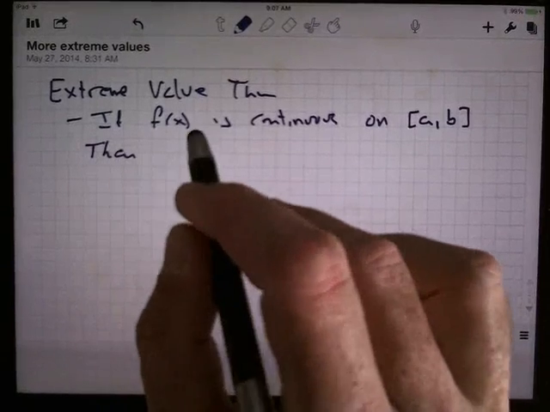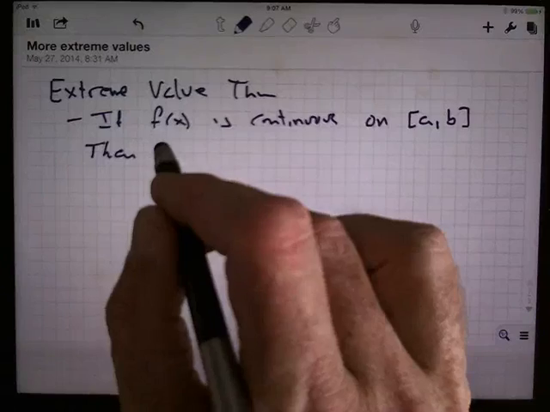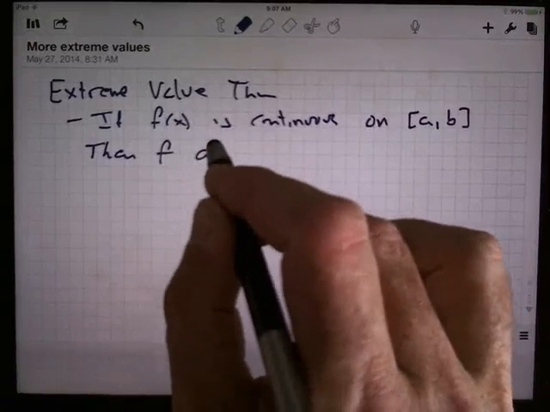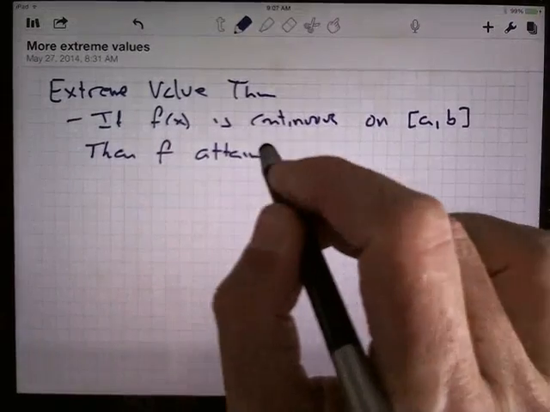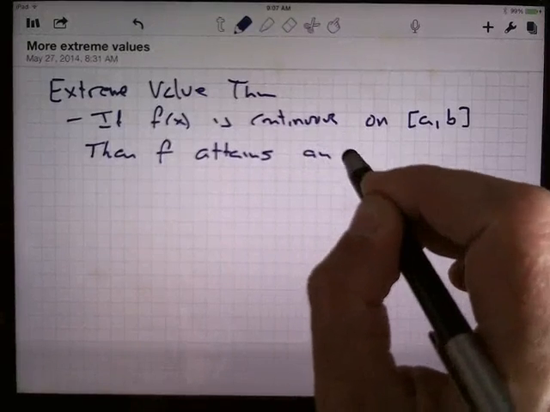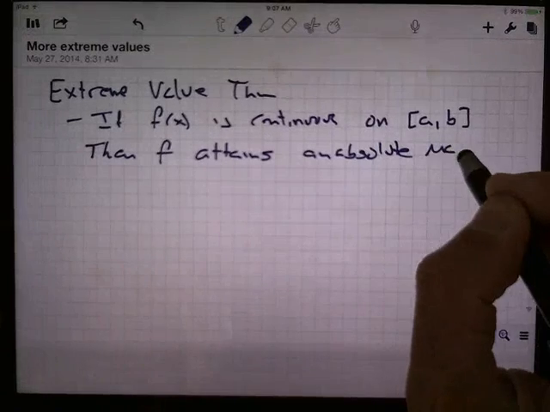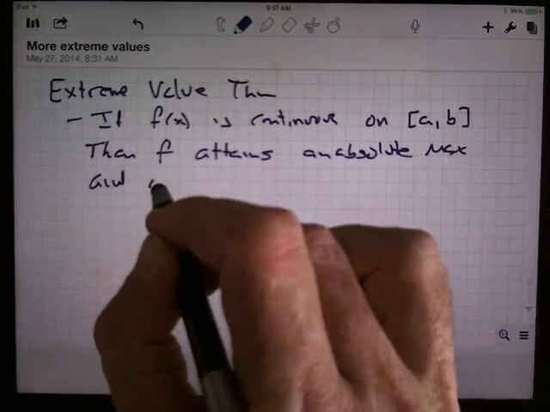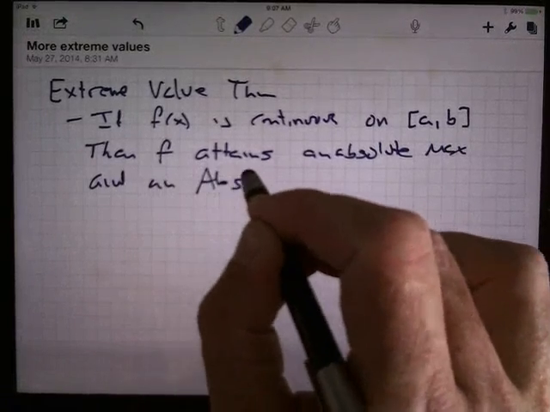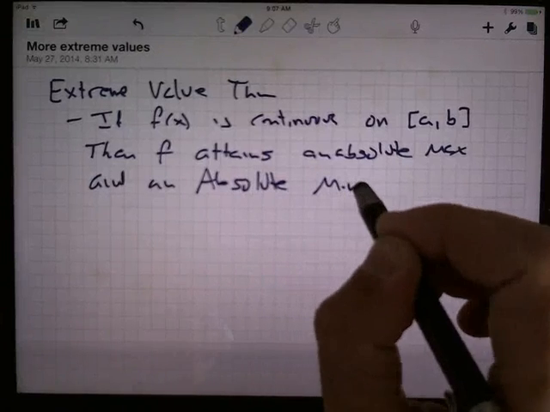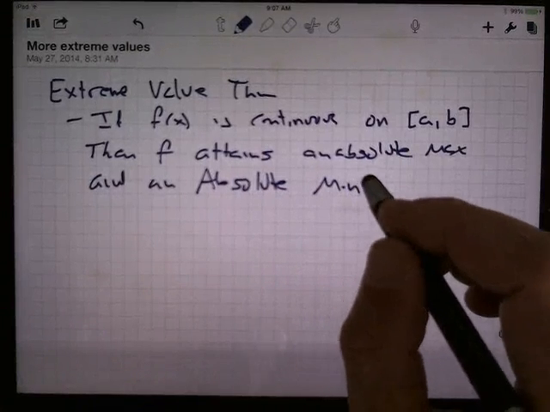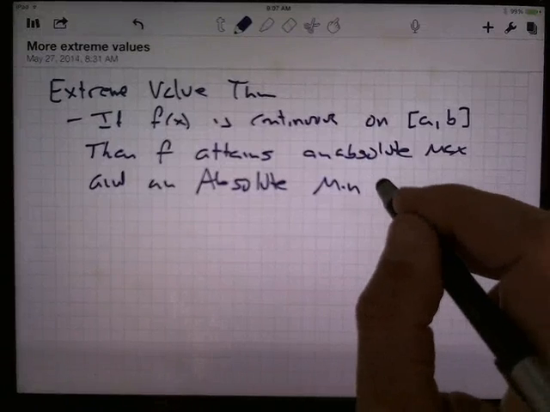Then f attains an absolute max and an absolute min somewhere on the interval.